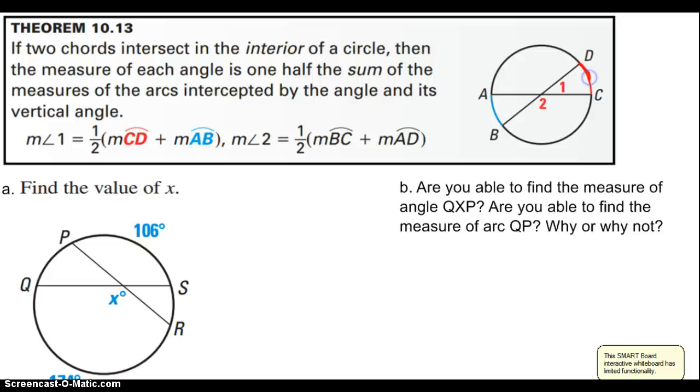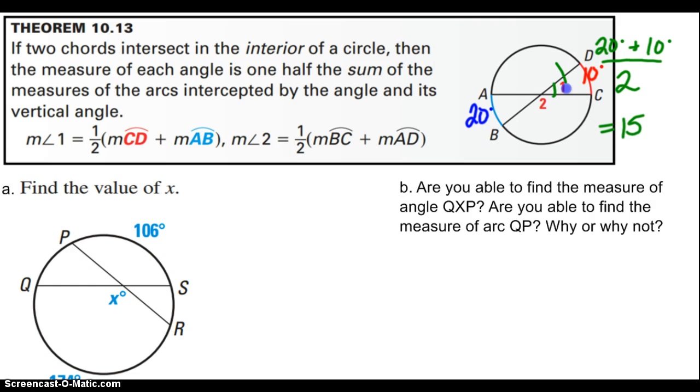Over in this picture over here, this angle right here, angle 1, and this other angle over here are equal to, if I took this arc DC, this arc AB, added them together, and divided by 2. Let's put some real numbers to that. Let's say that arc AB was 20 degrees. Let's say that arc DC was 10 degrees. Then what would angle 1 be? Well, I would do 20 degrees plus 10 degrees and divide that by 2. Okay? I'm kind of taking an average here. So 20 plus 10 is 30, divide by 2 is 15. So angle 1 is 15 degrees. And this other angle here, since it's a vertical angle, is also 15 degrees.